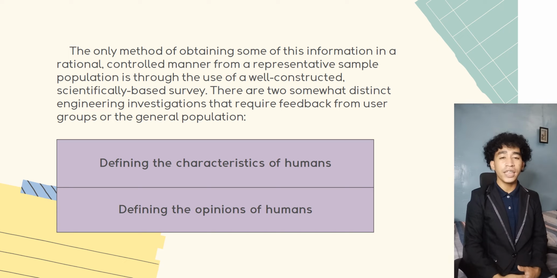And when we say defining the opinions of humans, it is what they think about objects, engineering plans, outcomes, and the usability of objects and systems. These are commonly described in terms of social, cultural, religious, and political aspects of human life. And this can also be described as a usability survey.